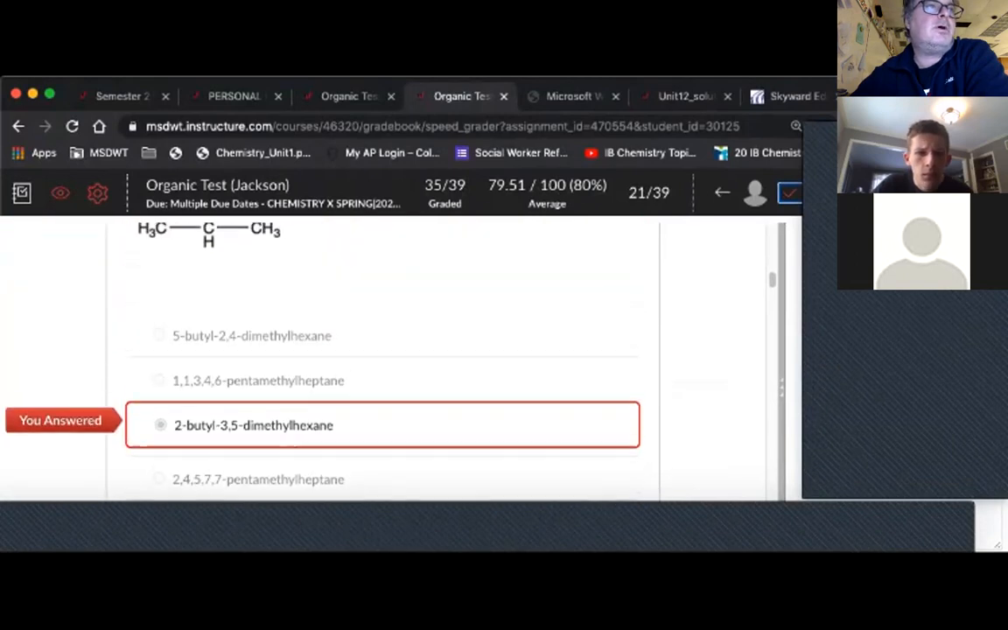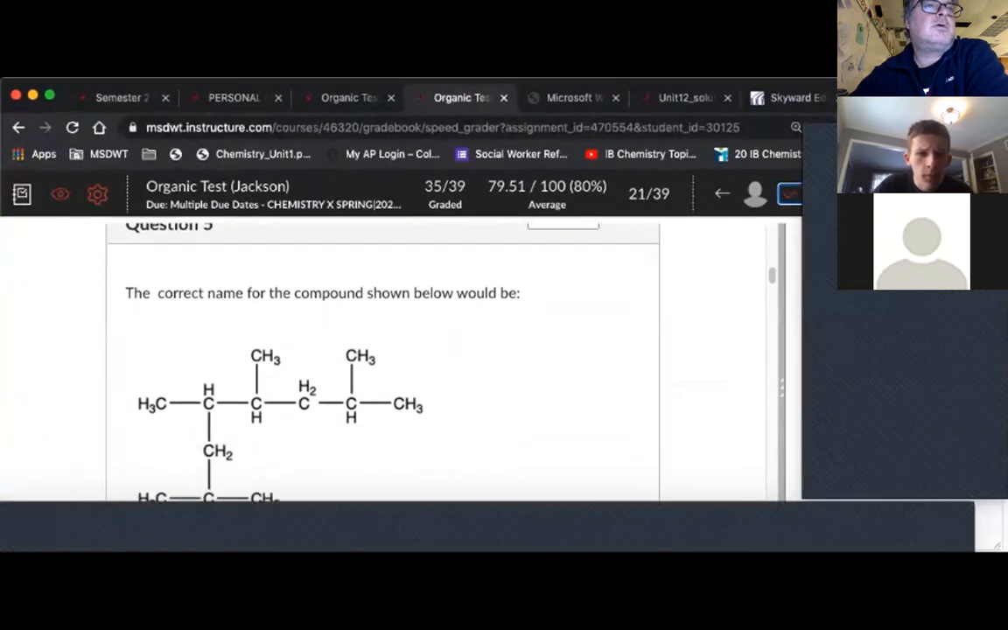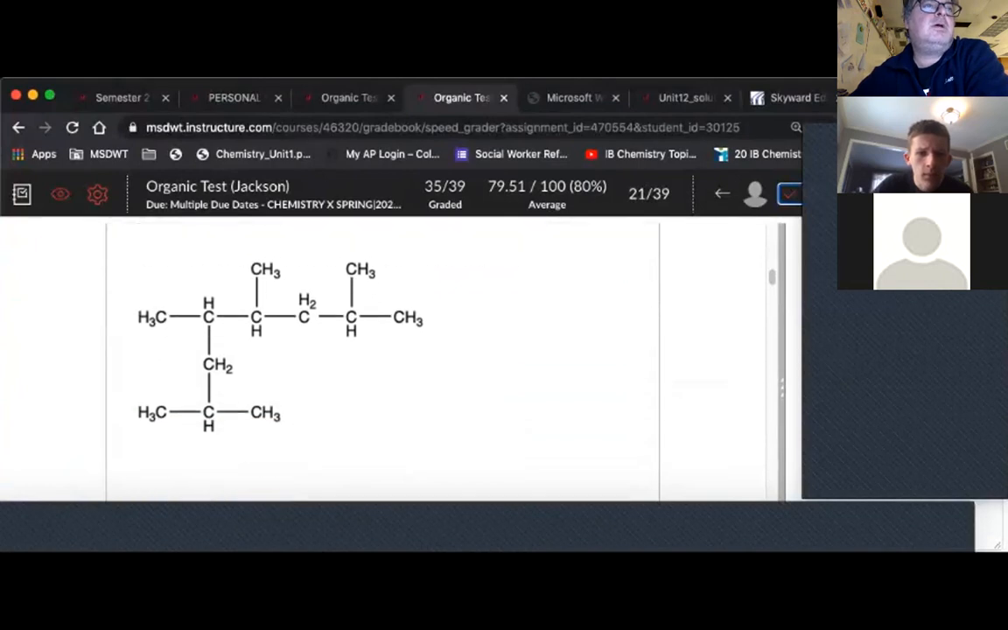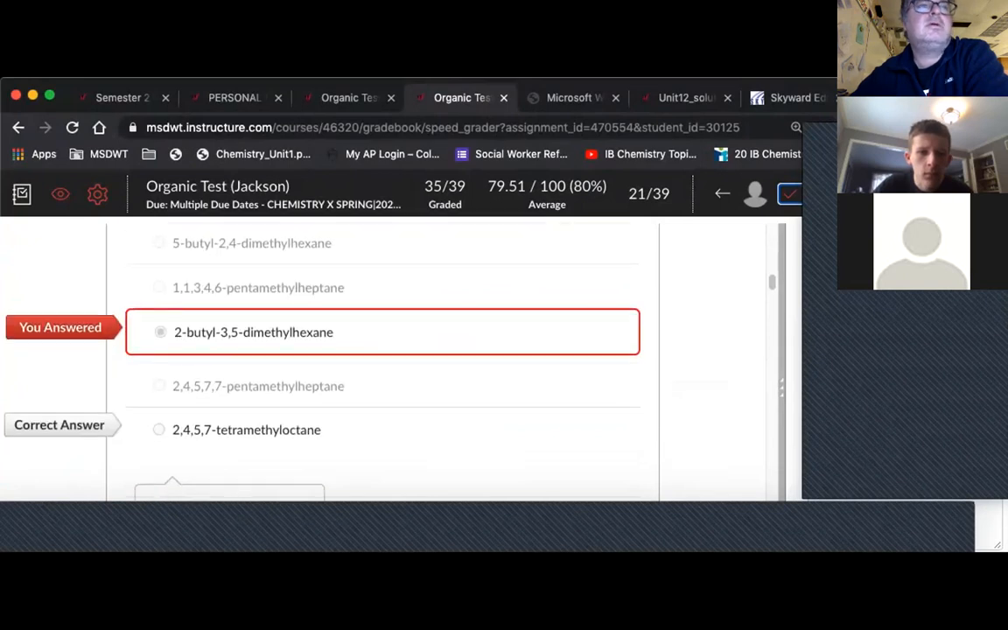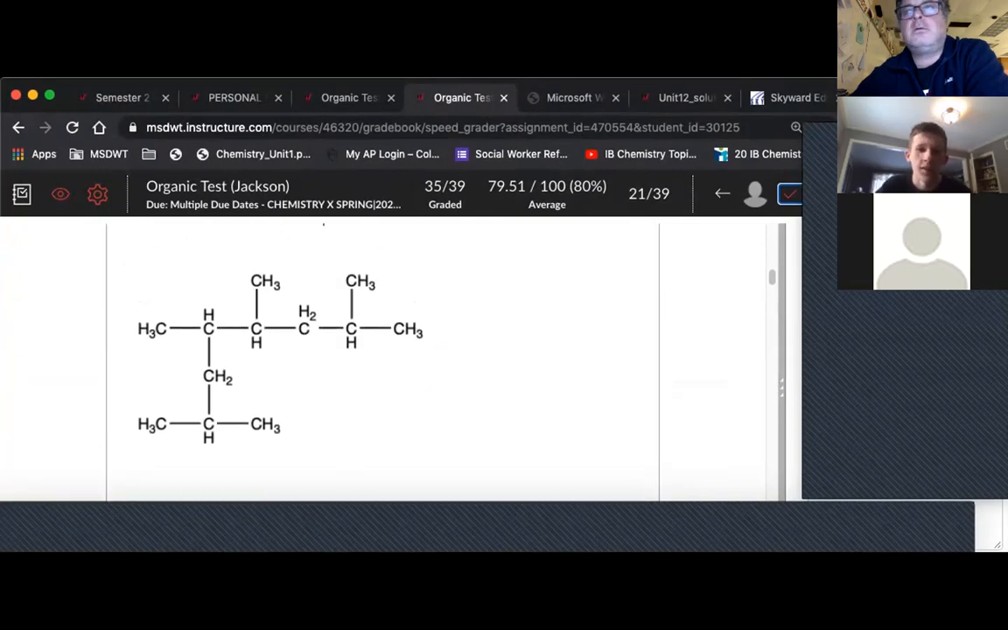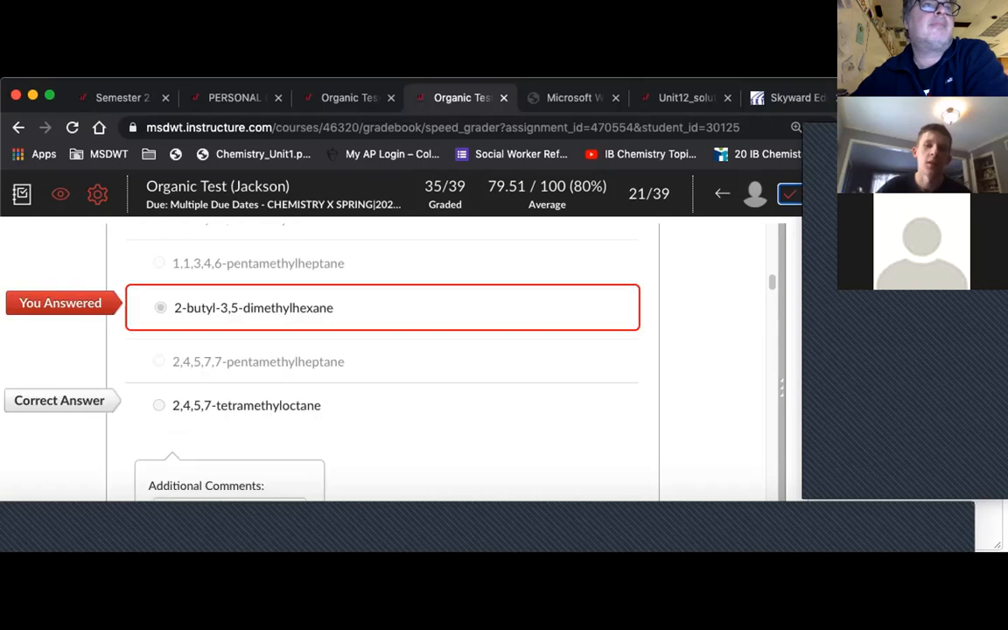All right, here we've got one. The correct name for the compound shown below would be... 1, 2, 3, 4, 5, 6, 7, 8 is the longest chain. You said 6 was the longest chain. Oh yeah, I see. Okay. Yeah, that makes sense. You counted this as the chain. You didn't think about the longest, right? Yeah.